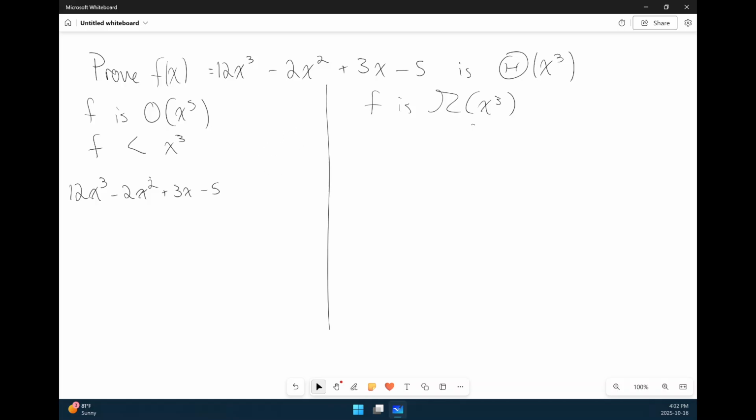And I'm going to make this bigger, trying to get it to look like cx cubed, something times x cubed. So to make it bigger, I could easily just replace this 3x with a 3x cubed. x cubed is bigger than x, and so forth. So I could say this is less than or equal to 12x cubed, and I'm just going to replace all of these positive x terms with x cubed. And in this case, there's only one of them. So still minus 2x squared plus 3x cubed minus 5.